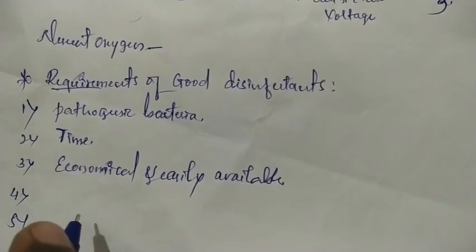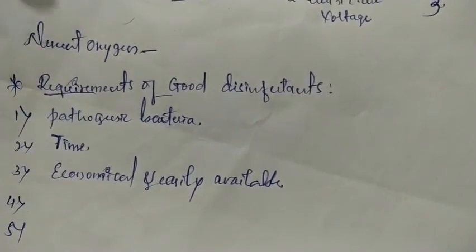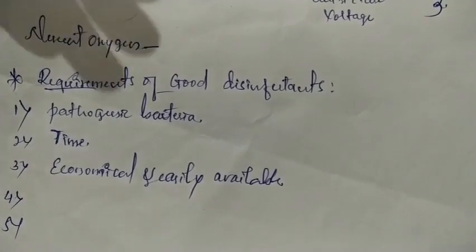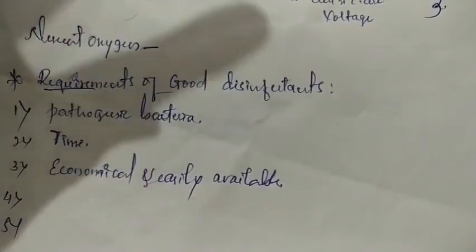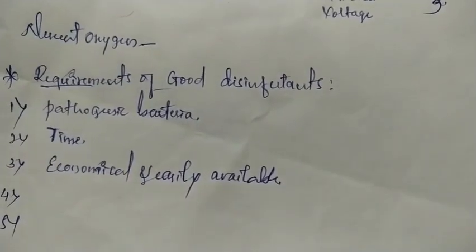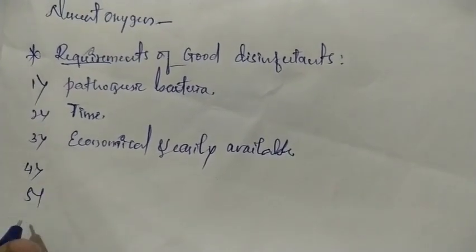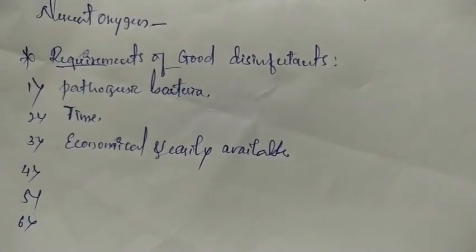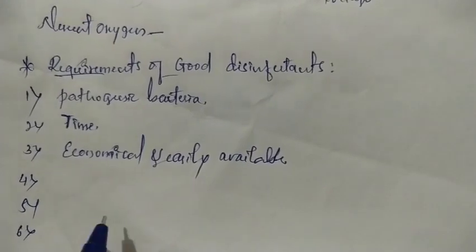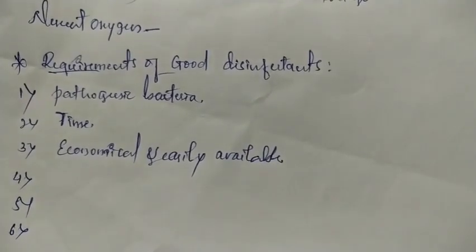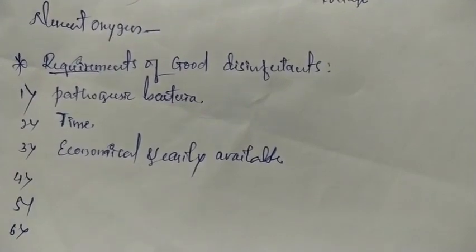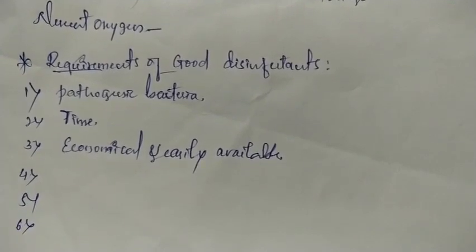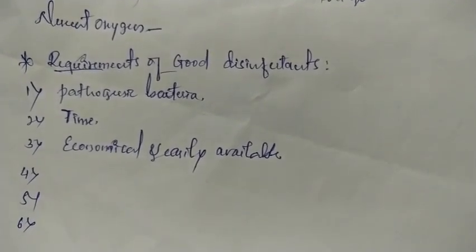And fifth, after the treatment it should not become toxic and objectionable to the users. Meaning when you use any disinfectant, it should not be toxic to the users or consumers after the treatment. That type of disinfectant may be chosen for the treatment of water. Another one is that the concentration should be determined simply and quickly, meaning whatever concentration is present in the disinfectant should be easily found out. That type of disinfectant should be chosen. So these are some requirements of a good disinfectant.